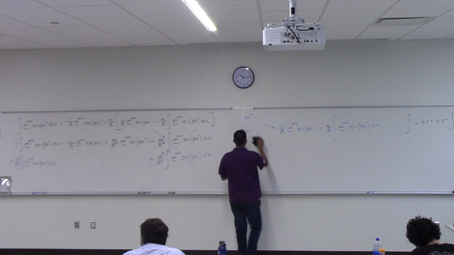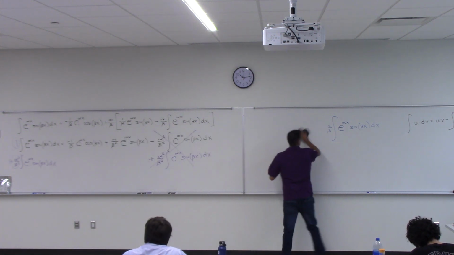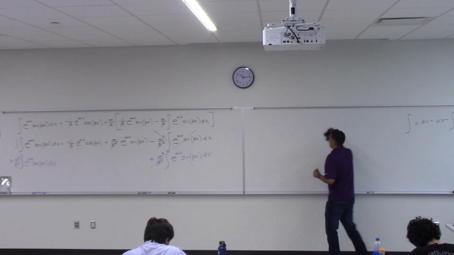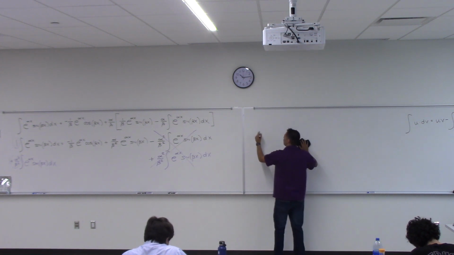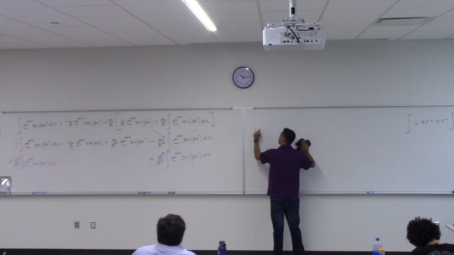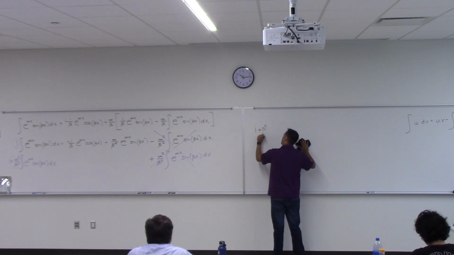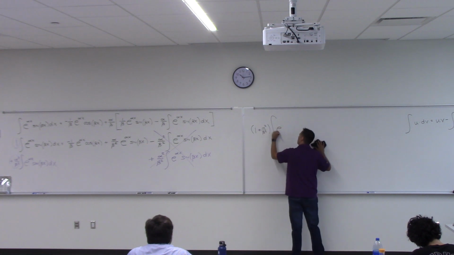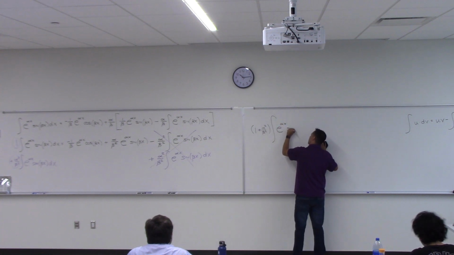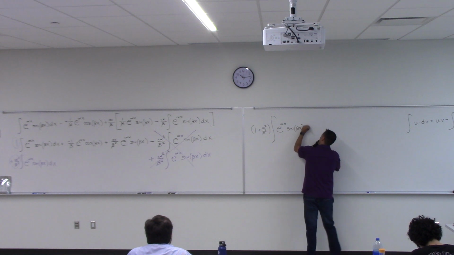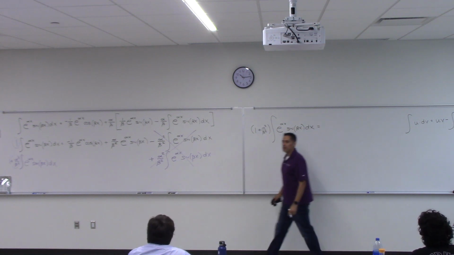So here's where I am. On the left side, I have 1 plus alpha squared over beta squared. That's how many integrals e to the alpha x sine beta x dx I have, right? That's how many of them I have.